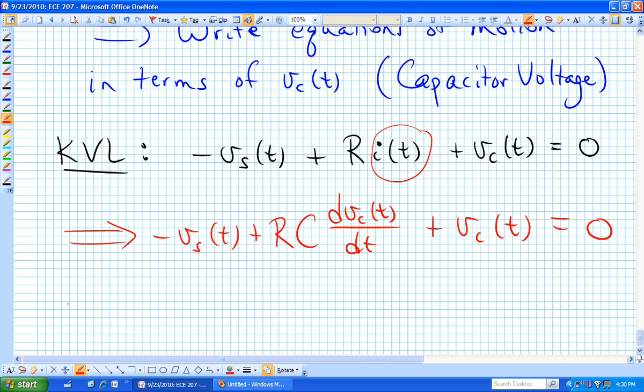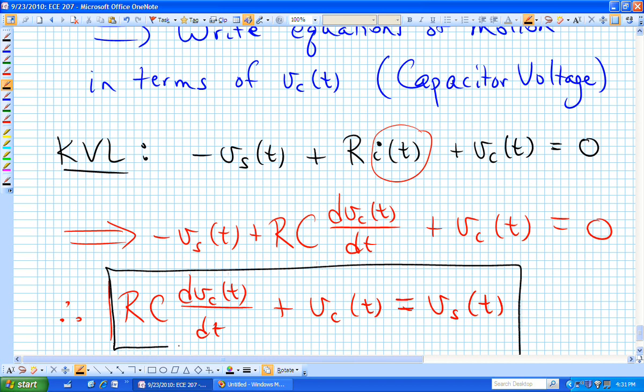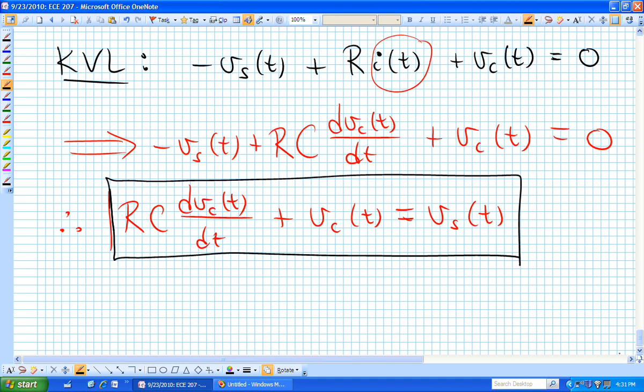Or you could say, that's just RC dV sub C/dt plus V sub C of t is equal to V sub s of t. And that should just make you feel really comfortable. What is that? A first-order differential equation, which is what we were expecting because we had how many energy storage devices? One. We should expect a first-order differential equation.